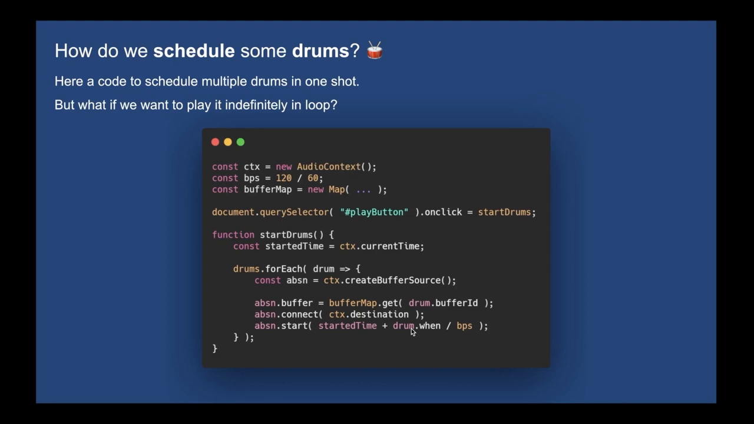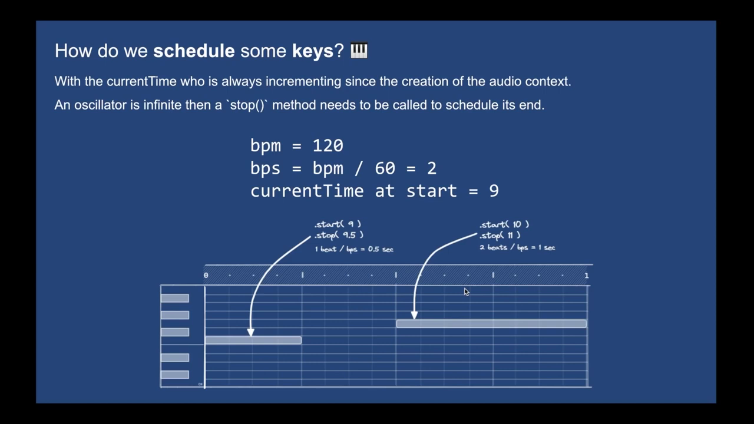For the key schedule, there is something more to manage. The buffer's patterns have an end because they are based on a data array. But the oscillator nodes don't. They can continue to play infinitely. We have to call the stop function manually. So to schedule them, we also have to calculate when they start and when they end. Again, we give to this function the stop time, which is relative to the current time.